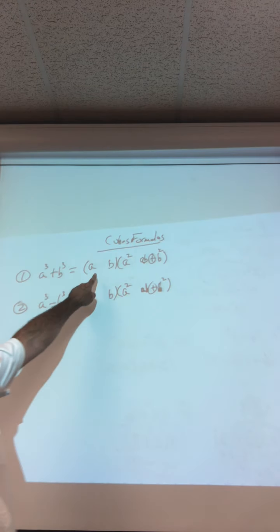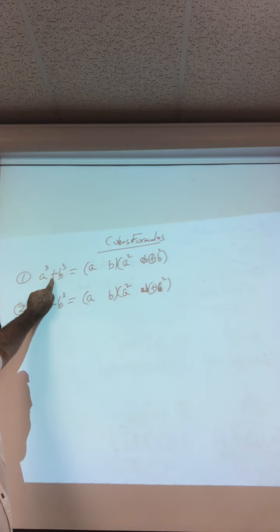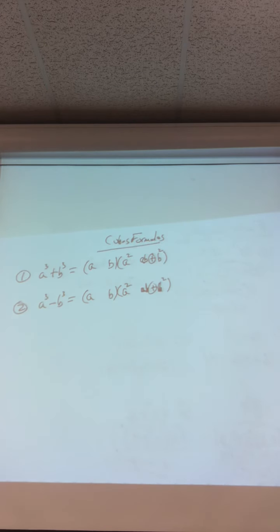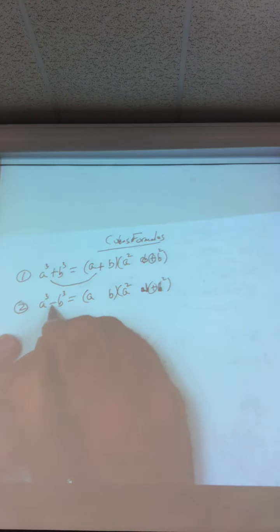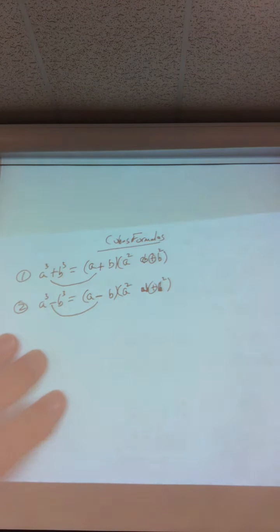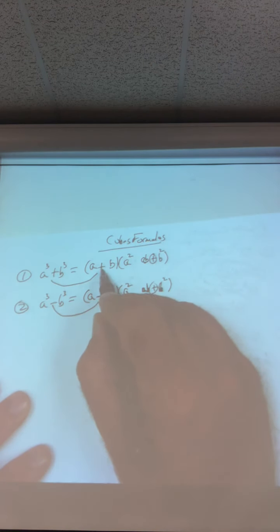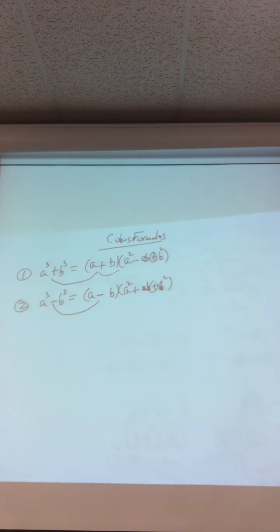Now, let me show you how you determine these two signs. If the problem is the sum of cubes, that means the problem you're working on has a plus. Whatever this sign is, that sign's going to be the same as that. Then your next sign will be the opposite of this one.